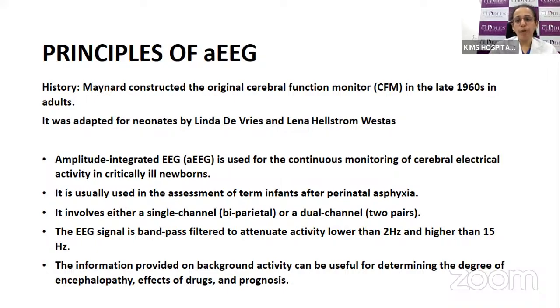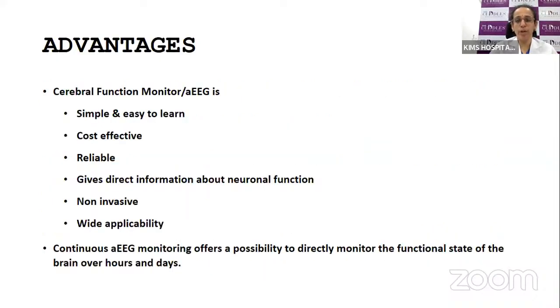This information is provided on the background, and it is useful for determining the effect of encephalopathy, the effect of drugs, and the prognostic value, as we already discussed. So now let us see what are the advantages of the aEEG machine. In short, how is it different from the conventional EEG?